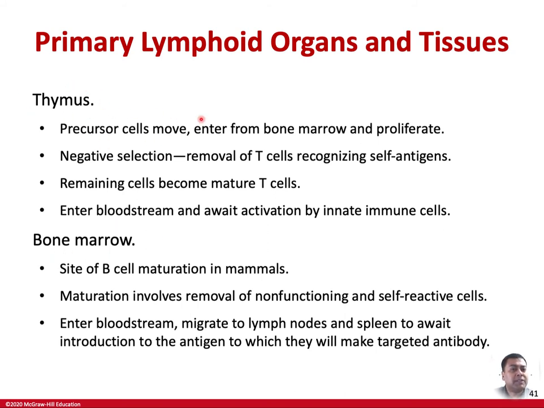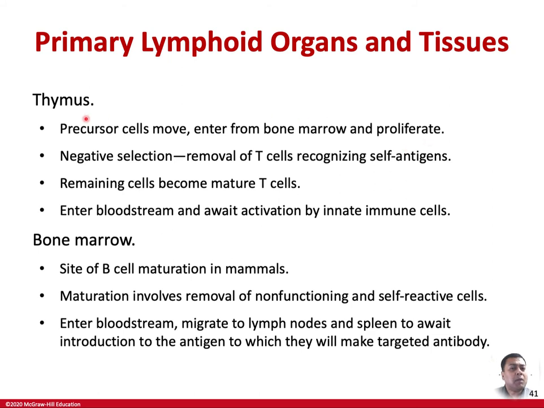The precursor cells, which are the precursor T cells, enter from the bone marrow and proliferate. And why do we call them T cells? Because they mature in the thymus, and the T name comes from the thymus. So the lymphoid cells that mature in the thymus are known as T cells.